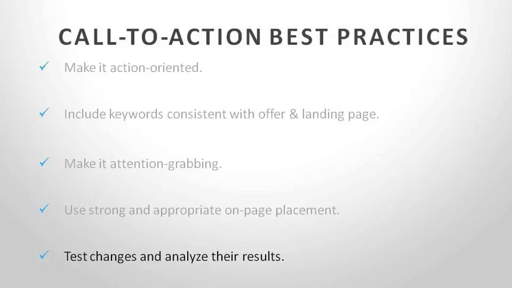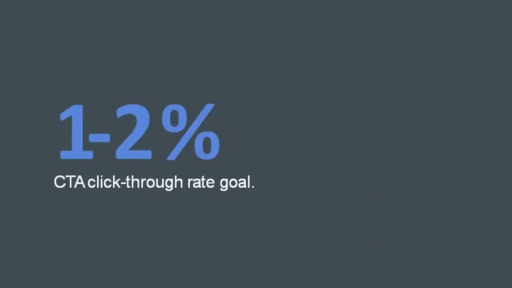The last suggestion is to test changes and analyze their results. When analyzing the effectiveness of a CTA, a good goal to aim for is a 1 to 2% click-through rate. This means that out of all who viewed the CTA, 1 to 2% clicked on the button. So a successful CTA would result in 1 or 2 visitors clicking on the CTA out of 100 people.